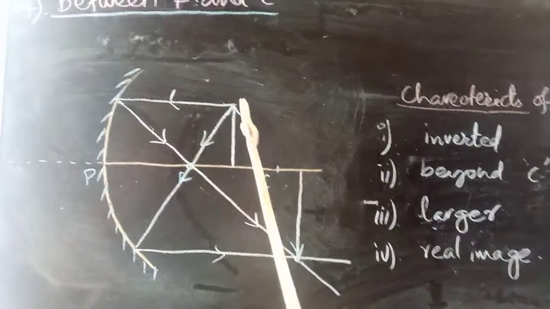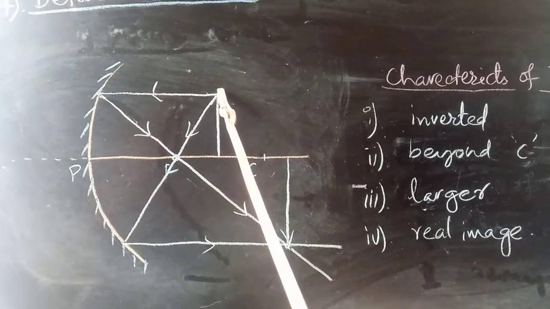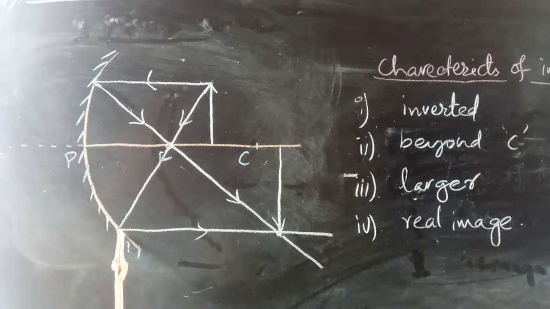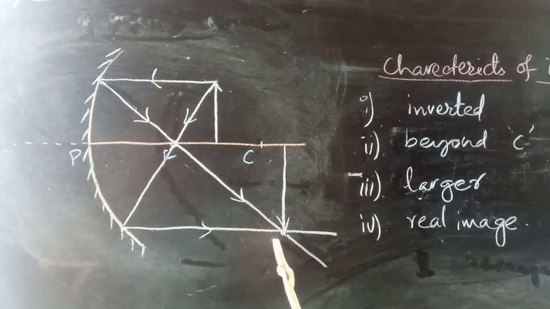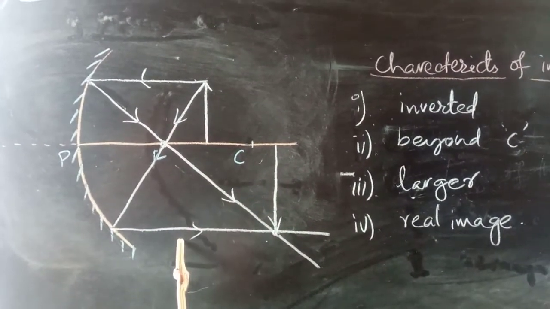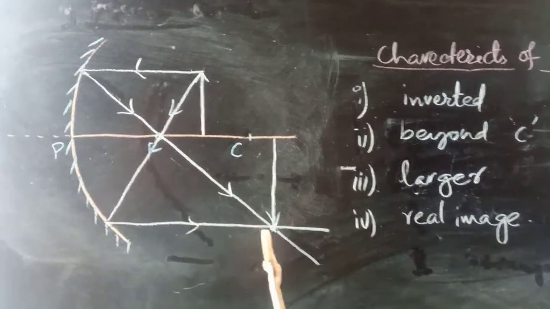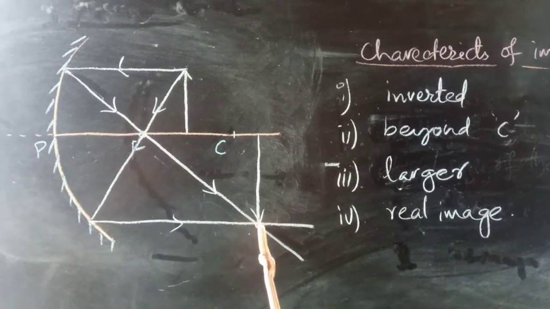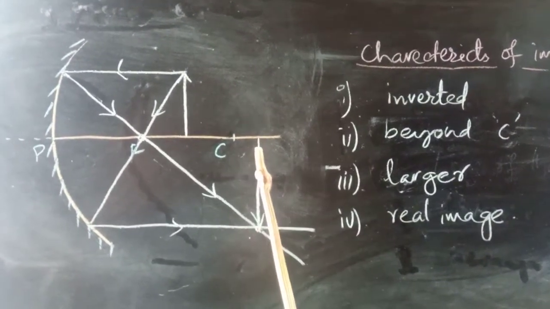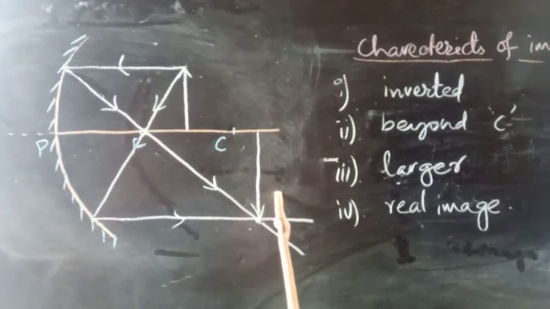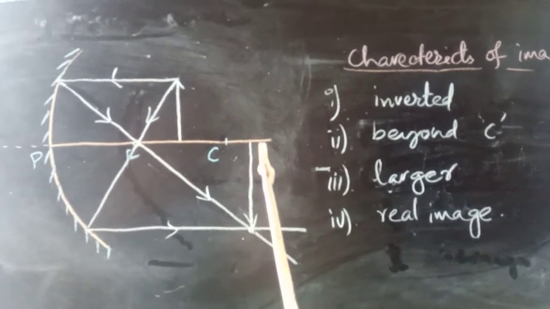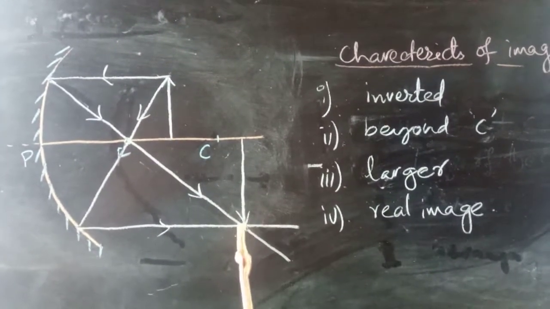The second light ray goes from the tip of the object through the focal point, meets the concave mirror, and is always reflected parallel to the axis. Here you observe these two reflected rays will meet at this point. So where is this point situated? Compared to the axis, it is beyond the C. That's why you say the image is also formed beyond C.